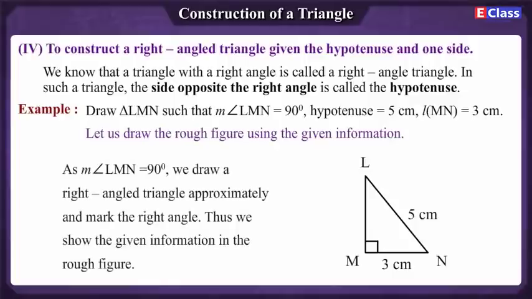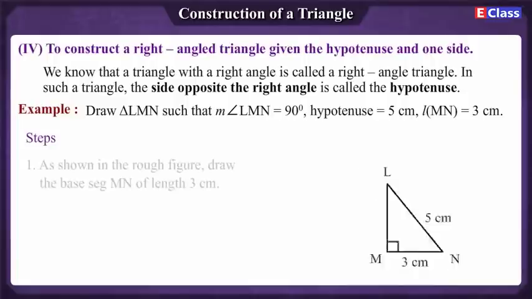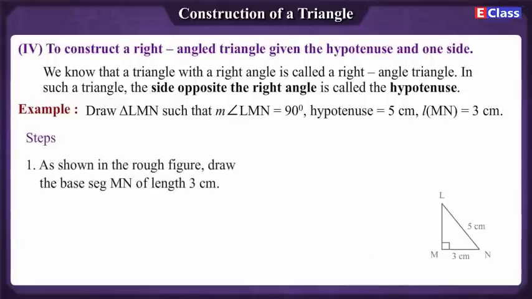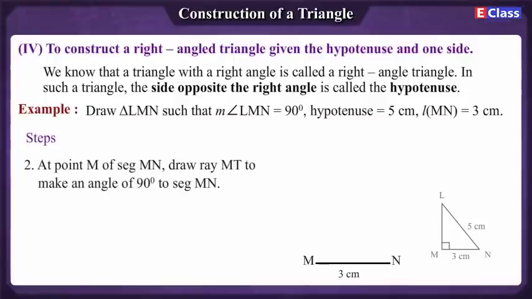As measure of angle LMN is equal to 90 degrees, we draw a right-angled triangle approximately and mark the right angle. Thus, we show the given information in the rough figure. Steps: 1. As shown in the rough figure, draw the base segment MN of length 3 centimeters. 2. At point M of segment MN, draw ray MT to make an angle of 90 degrees to segment MN.